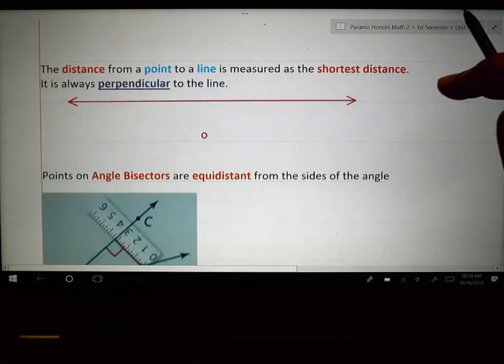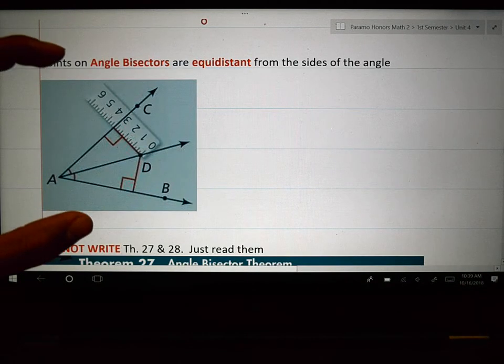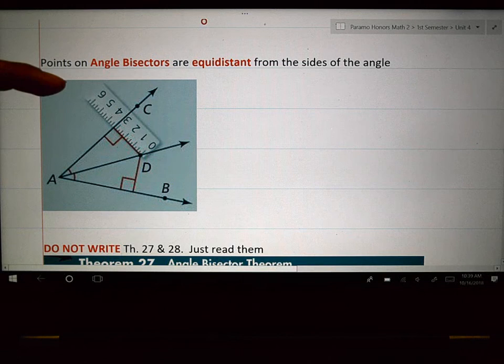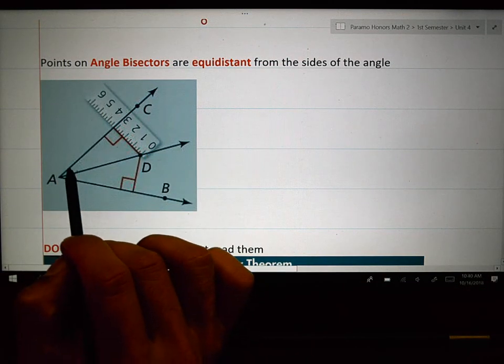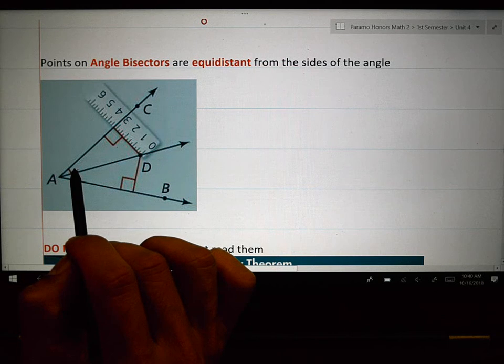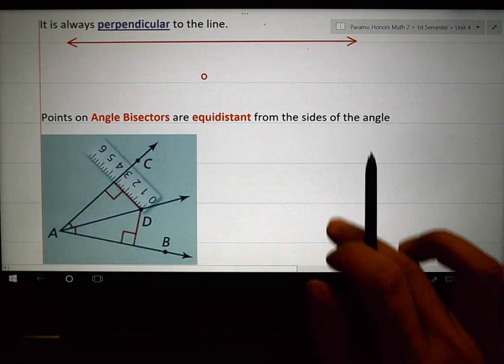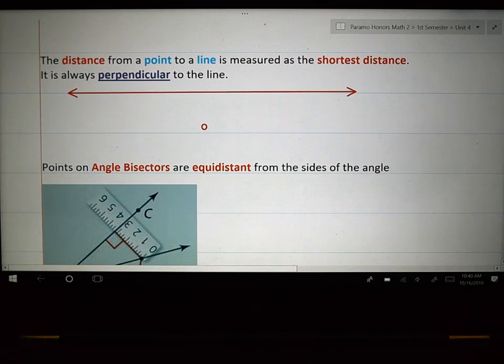The second thing that we're going to do is the same thing except with an angle bisector. An angle bisector is when we cut an angle into two equal measurements. But before we get to that, I need to mention something to you because some people don't understand this and I need to point it out.